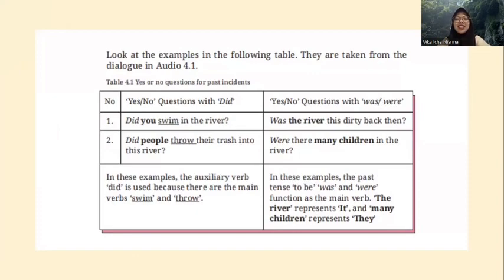Ready? Did you swim in the river? Did people throw their trash into this river? Was the river this dirty back then? Were there many children in the river? Okay, good job, everyone. Give applause to everyone.